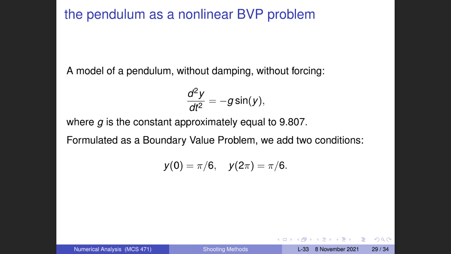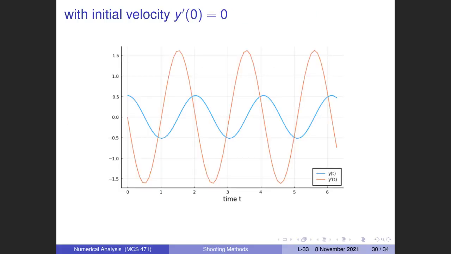We formulate this as a boundary value problem, imposing conditions on the input angle and the output angle. So our simulation interval is between 0 and 2 pi. At the end of the simulation, we want to arrive at the same angle. So starting the pendulum at rest, with no initial velocity, at pi over 6, which is a little bit less than 0.5, so it's kind of subtle.